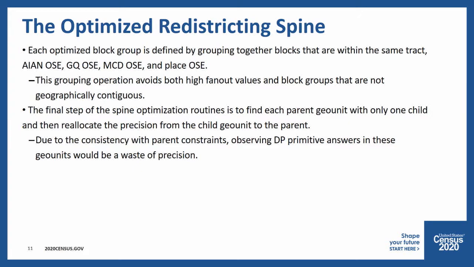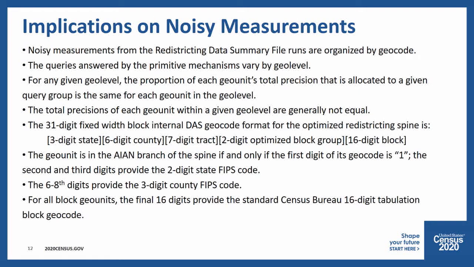And the final step of the spine optimization routine is to bypass the only child GeoUnits. The reason this is done is because of the parent consistency constraints within the top-down algorithm. After we have already fixed the estimate for the parent, there's really no purpose in observing any privacy mechanism output for the child GeoUnits, because the parent consistency constraints already have them fixed anyway. So instead, we move the precision up to the parent so that we're actually using all of our available precision.